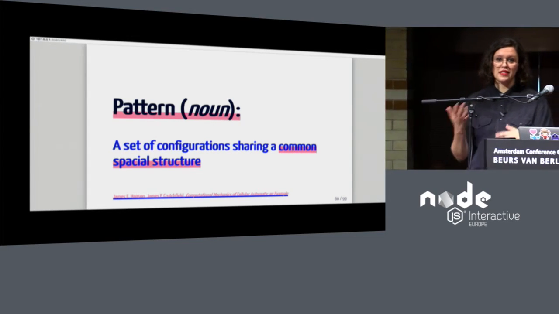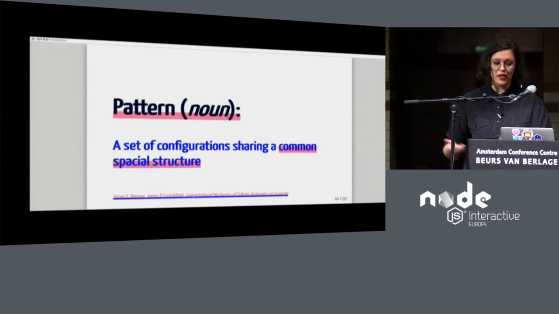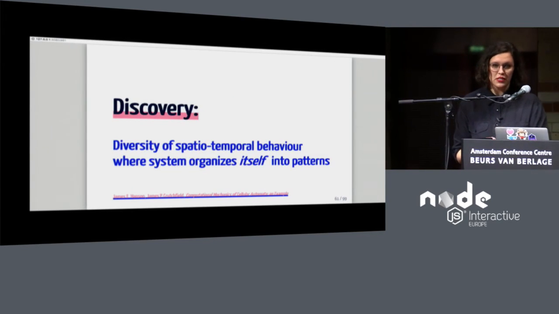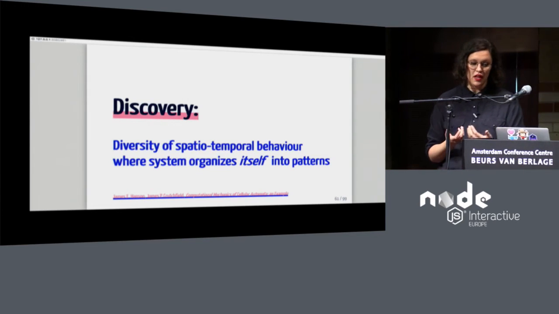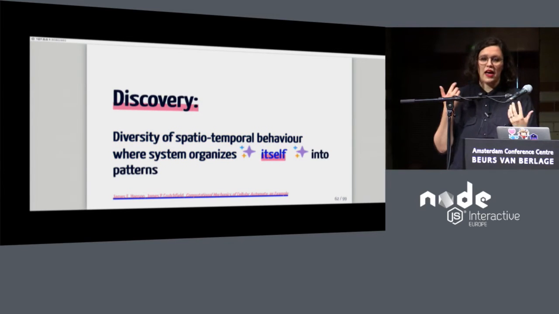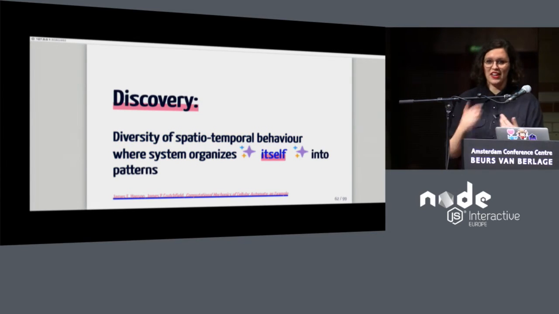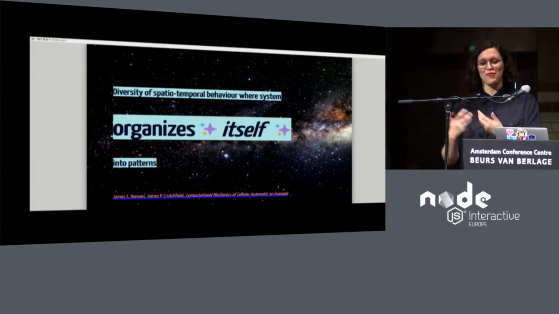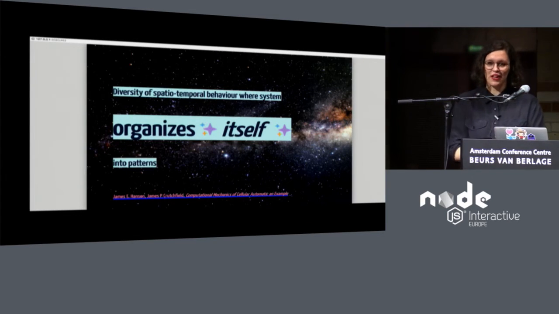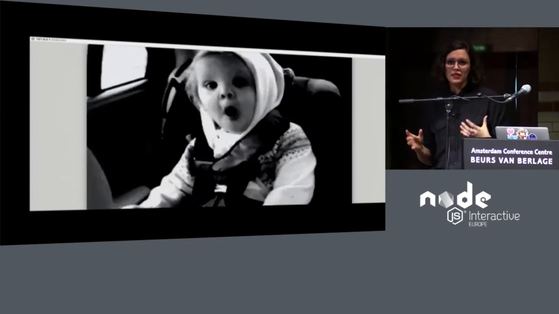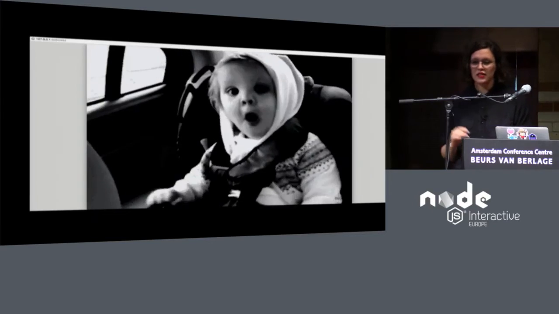So what was then said by a bunch of people who were looking into this is the fact that there is still a diversity of these spatial temporal behaviors, but the system is organizing itself into patterns based on the rules that it follows. And that was really interesting to me, that it organizes itself. So I even had 3 slides to point out the fact that it organizes itself into patterns, which is incredibly fascinating.